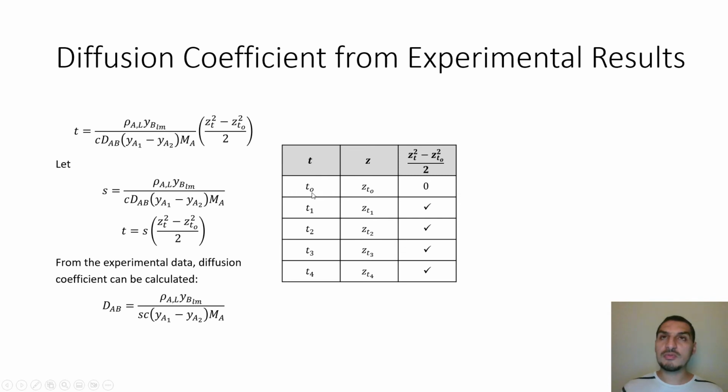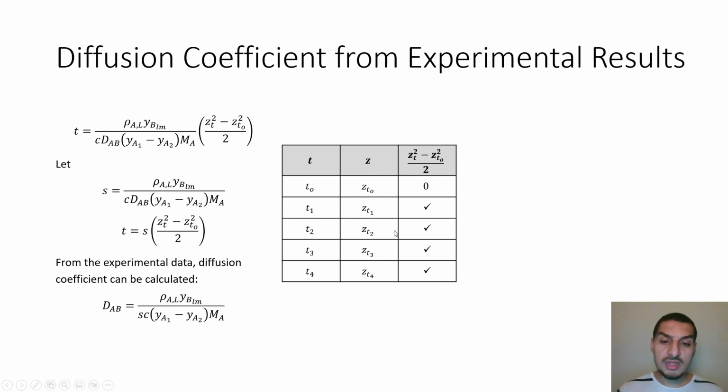So I do the experiment or take a reading every, let's say, 30 minutes. I take a reading at time equals 0, 30 minutes, 1 hour, 1.5 hours, 2 hours, and so on. And for each time I get the corresponding height. For each data point, I calculate z minus z naught squared divided by 2, and get these values.